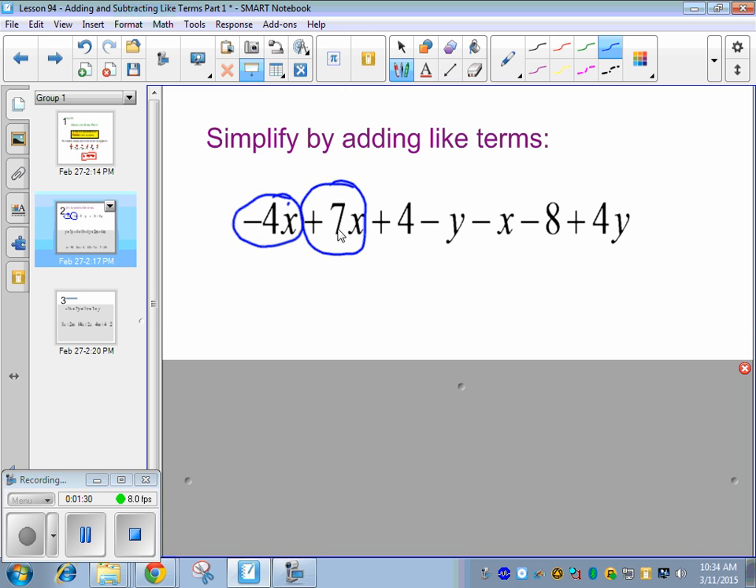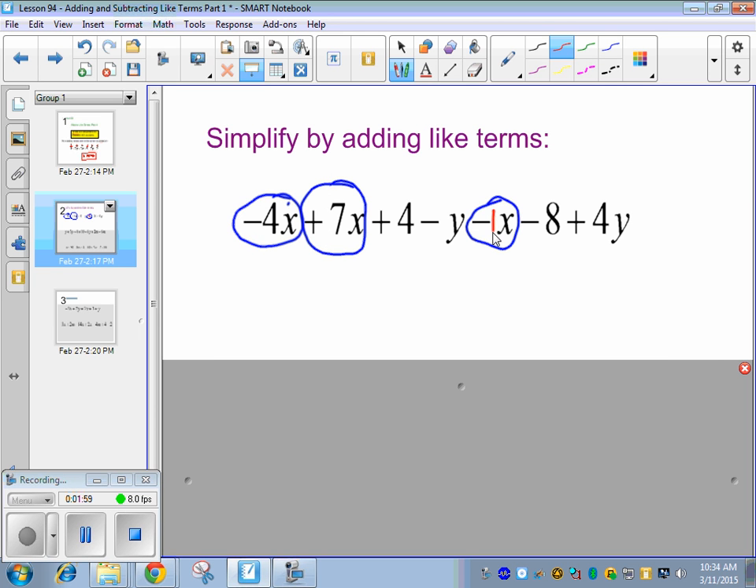And which other term would be friends with it? Isaac? Yeah. And the negative sign goes with it. The sign in front goes with it. Those 3 terms are the ones that actually can add together because they are alike. Okay? We add x's with x's. So I have negative 4x plus 7x. We only add the coefficients. So what's negative 4 plus 7? 3. So 3x.